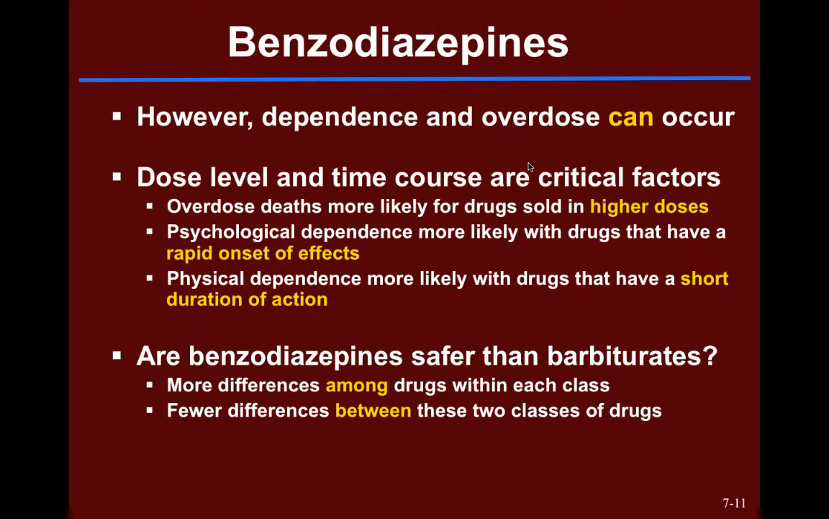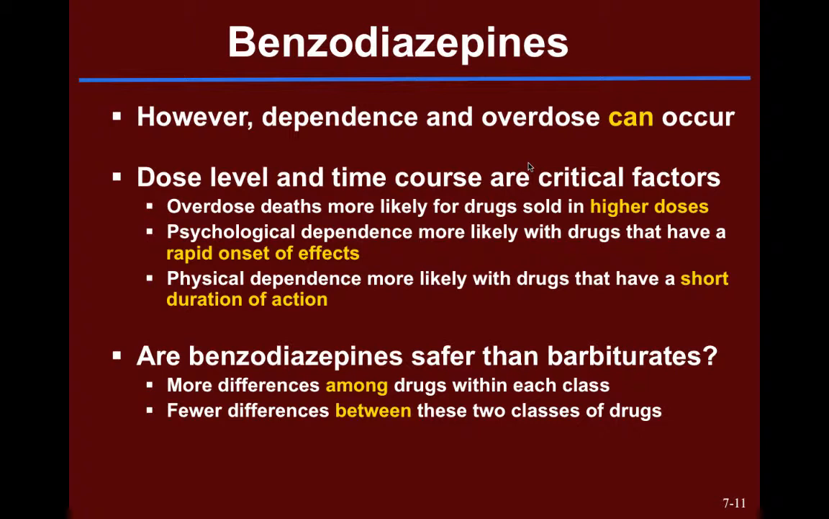So while they are much safer than previous depressants, dependence and overdose can still occur. And again, we're looking at those two factors, the dose level and the time course, to figure out how dangerous that dose can be. So overdose is going to be much more likely for drugs that are sold at higher doses. It just kind of makes sense. And then again, psychological dependence, that rapid onset is a risk factor. For physical dependence, that's going to be much more likely for drugs with a short duration of action. So you start feeling that physical absence of the drug and feel the craving to reintroduce it to your body.